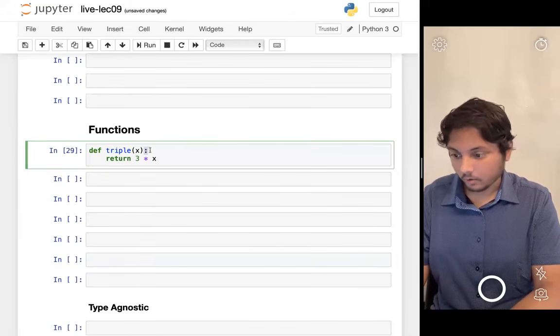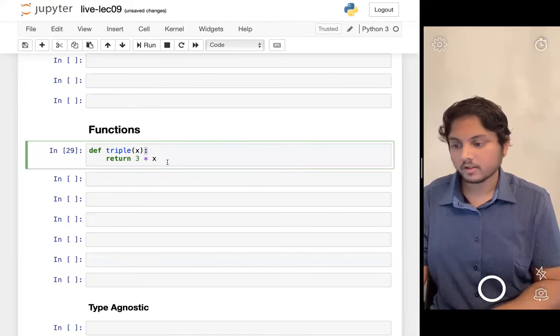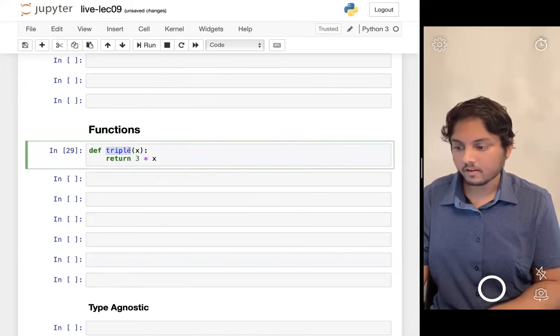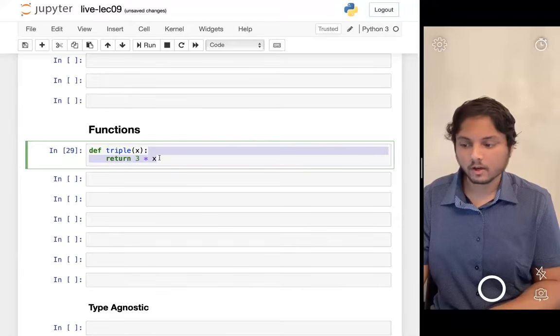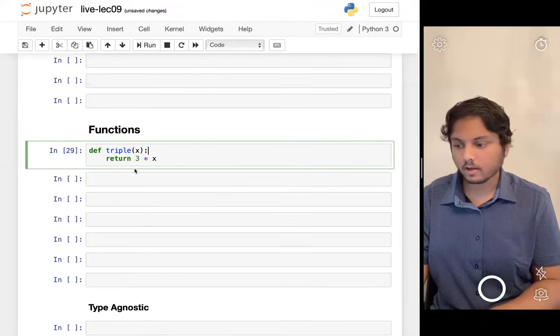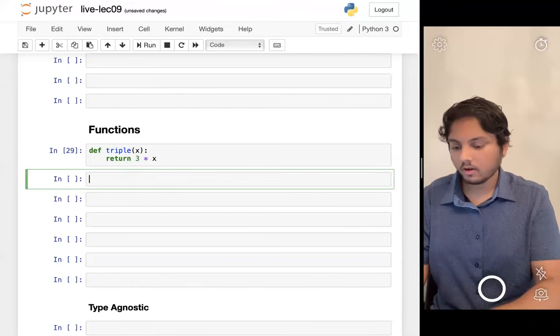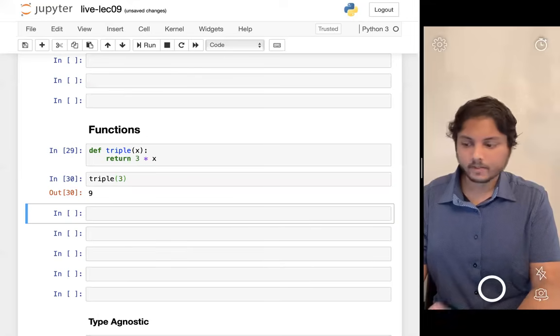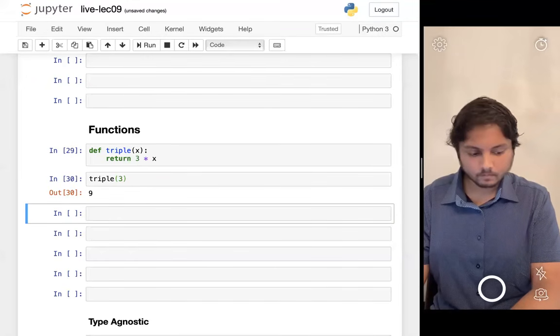And this colon is really important as well at the end here. So you need to have that. You need to say def, the name of the function, what's the argument, or multiple arguments if you have multiple arguments, and then a colon. And then everything after the colon is what is the body of the function. Make sure you run this line. Now that we've run this line, we can actually use the function. So we could do triple of 3, and that returns 9. You can see that that actually works now.